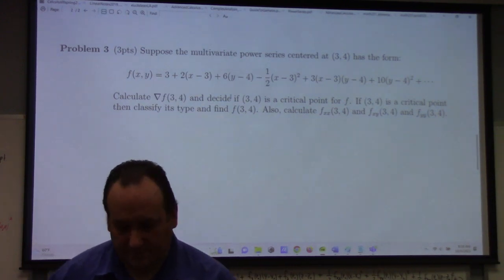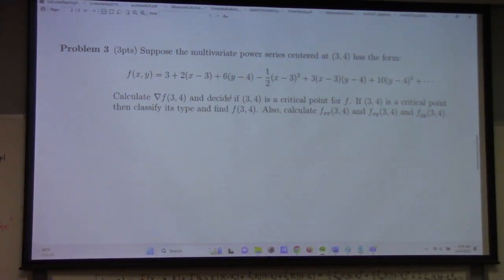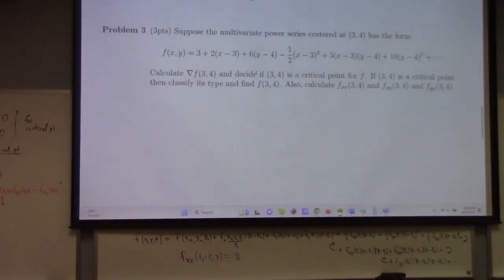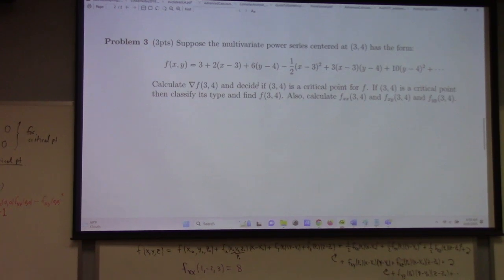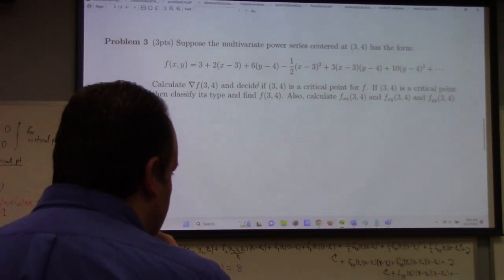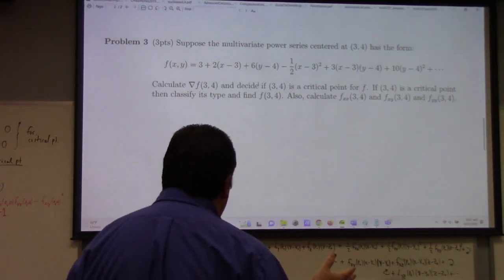So what do you guys think about this one? Is the gradient non-trivial here? How do we figure out the gradient? Here's what we don't do. We don't actually partial differentiate this. You could do that, but that would be foolish.